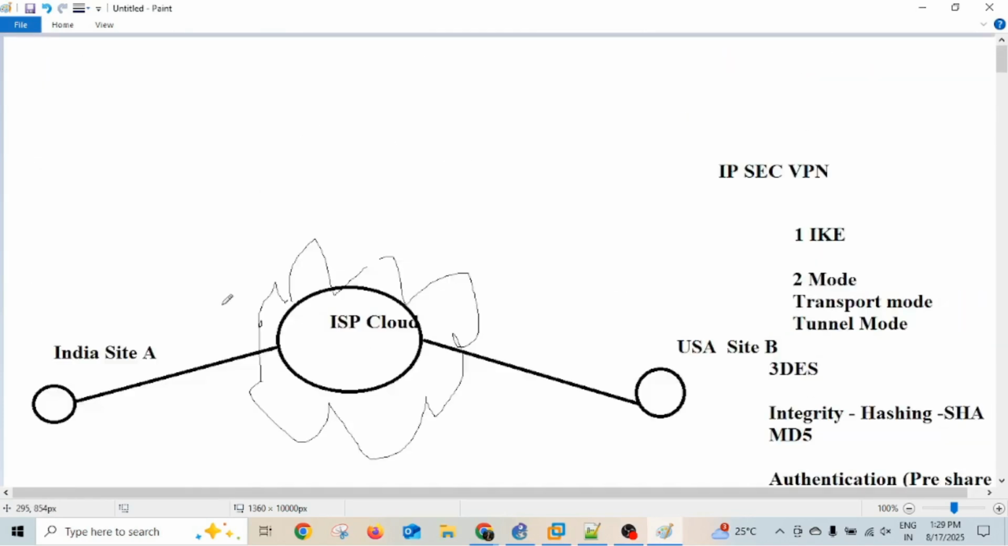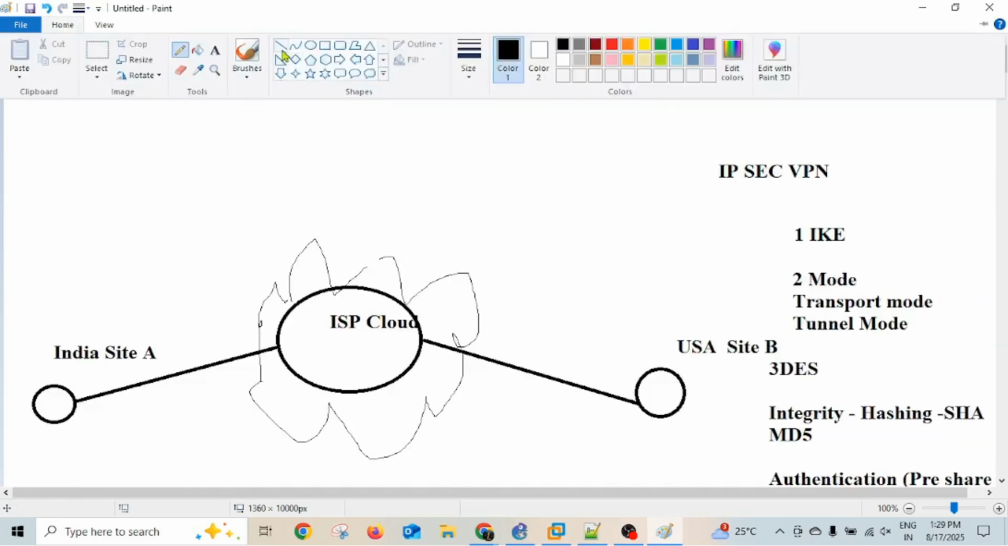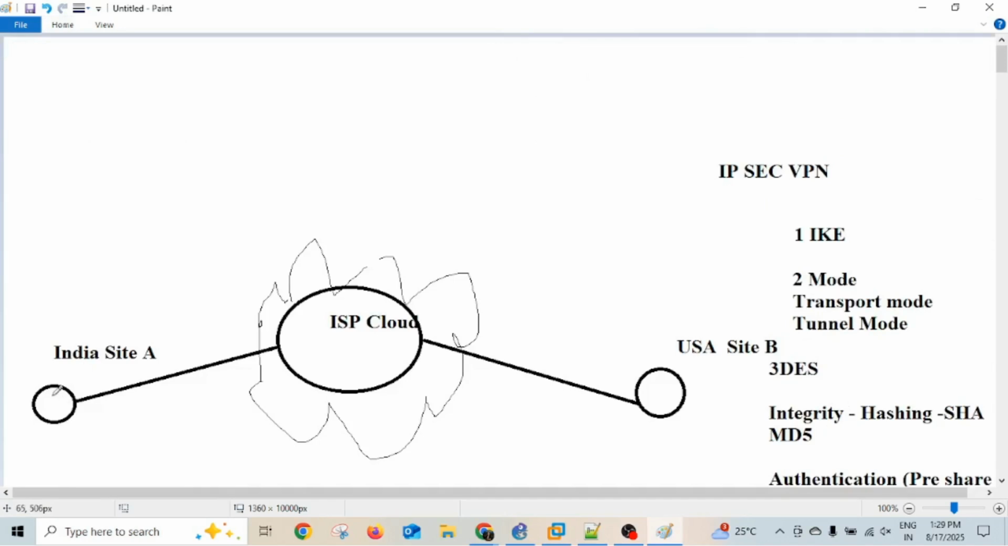So we can see, when we need to exchange traffic from here to here over the internet, over the IPsec VPN, the security association provides the agreement between this peer and that peer.